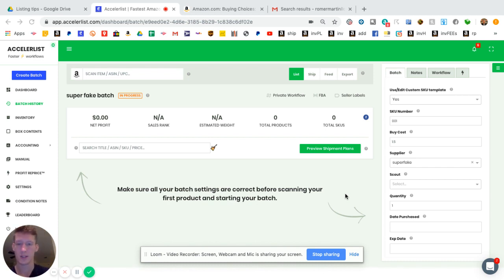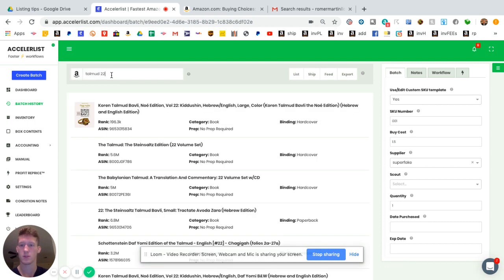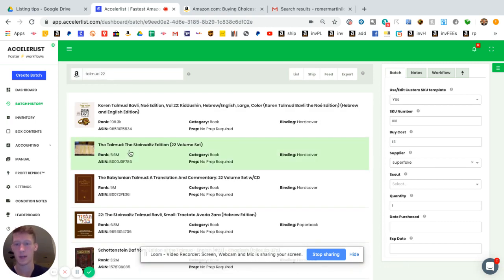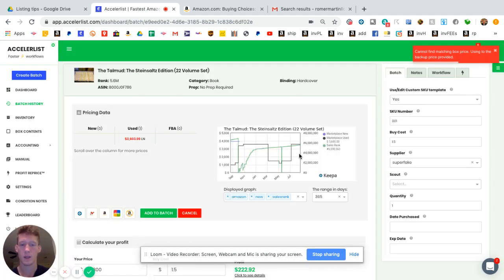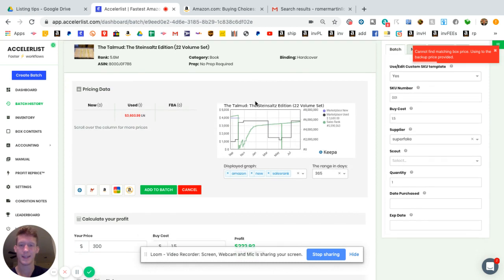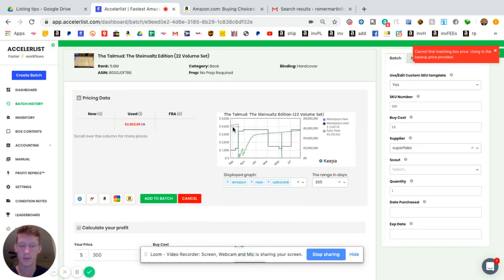So we're going to look at this in the context of AccelerList. I'm going to look up my favorite set. It's a Jewish set. I sold it for $2,000, 5.6 million rank. And okay, so this is what you're going to see when you open up a Keepa Graph. This is just a screenshot of it. This isn't actually the Keepa Graph.